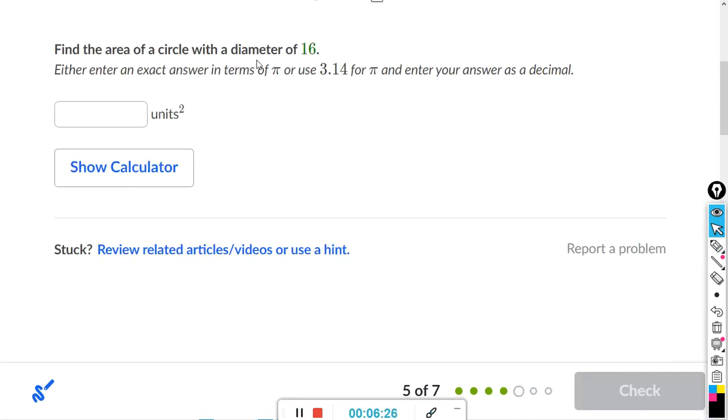Okay, find the area of a circle with a diameter of 16. All right, remember for the area formula, area of a circle, that's pi r squared. So we need the radius, not the diameter. Okay, so we have to convert this diameter into the radius. Okay, we said before the radius is just half of the diameter. So it's going to be 1/2 of 16. All right, since the diameter is 16.